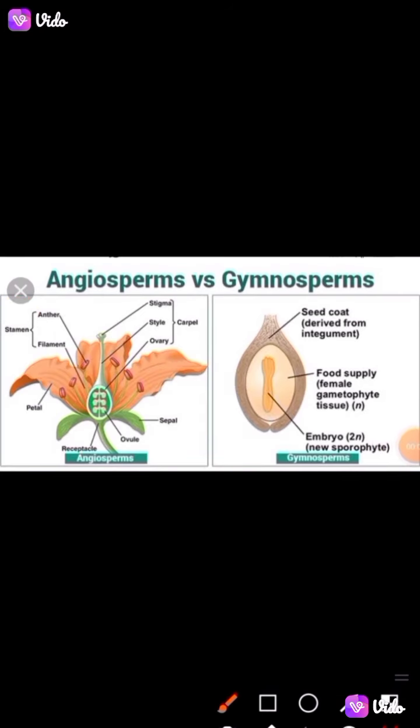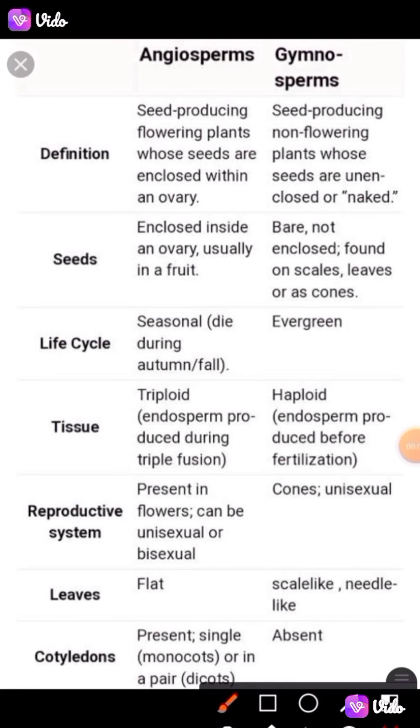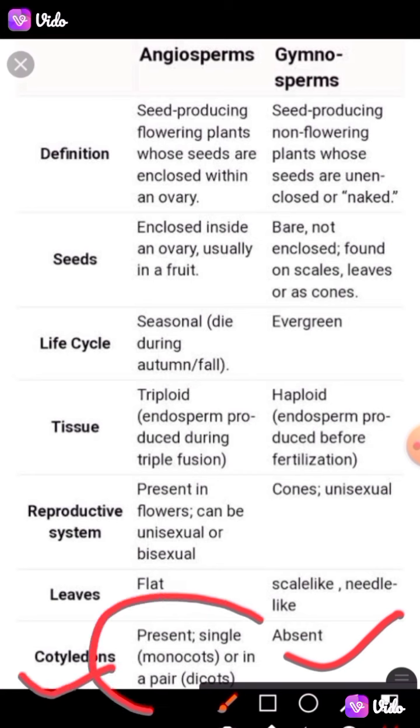Now let's have an example of angiosperms and gymnosperms. In angiosperms you can see that all the plant parts like flowers, fruits, seeds are visible, whereas in gymnosperms these plant parts are absent. Only seeds are visible to us, which have no covering. In angiosperms cotyledons are present, whereas in gymnosperms cotyledons are absent. On the basis of the presence of cotyledons, angiosperms are further divided into monocots and dicots.